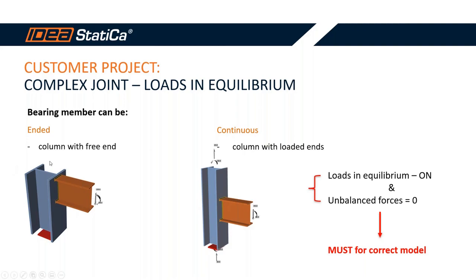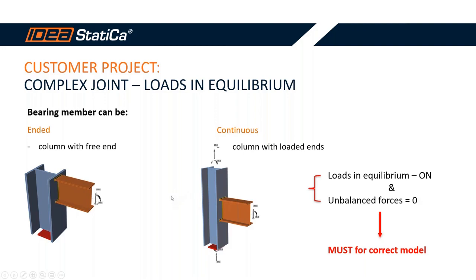The bearing member can be chosen by the designer, and the bearing member can be ended or continuous in the joint. So let's explore the ended member. When you have an ended member, this member is supported on one end. This is this red square mark. For a continuous member, there can be two options, but only one of them leads to a correct model of the whole joint, and I will show you this correct option. A continuous member is supported also on one end, again the same red square mark, and the second end can be loaded. So very important for this case, loads in equilibrium should be on, and unbalanced forces should be equal to zero.